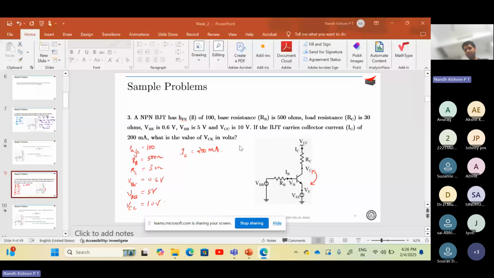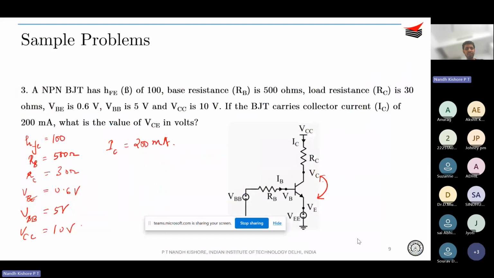Yeah, so we were just seeing this problem. HFE is given, RB is given, RC is given, VBE is given, VBB is 5, VCC is 10 volts. If the BJT carries collector current of 200 milliamps, what is the value of VCE in volts? So he is asking the drop.